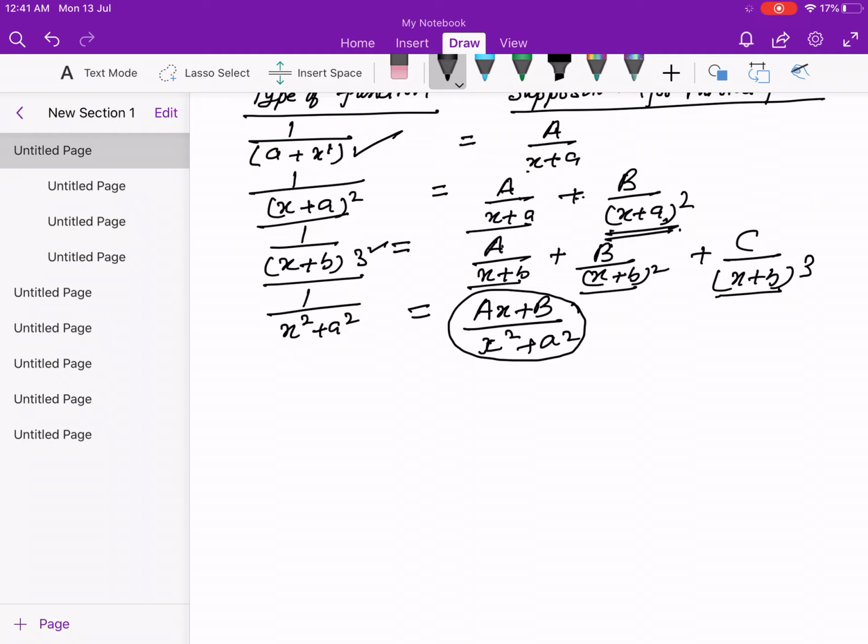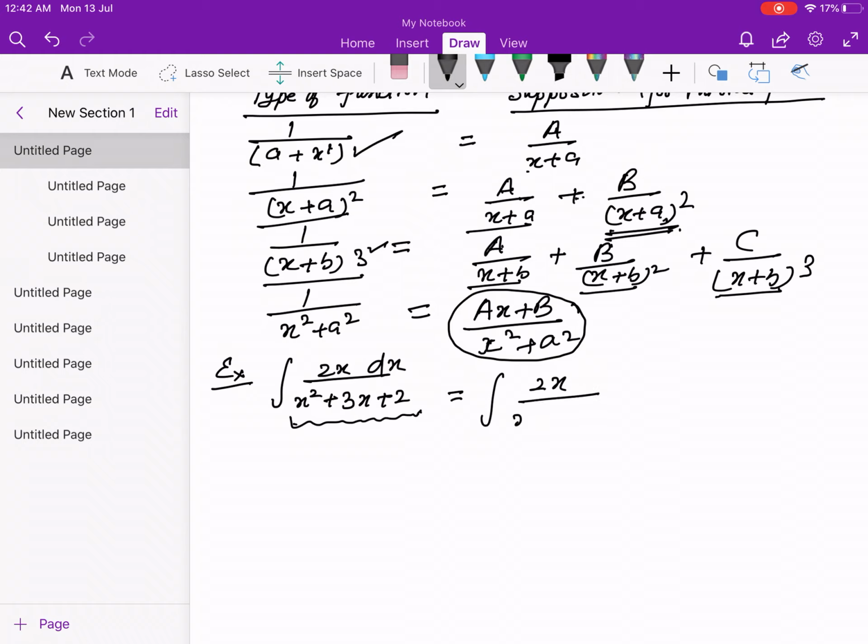Now we take an example on the basis of this. Evaluate the integral of 2x upon x square plus 3x plus 2 dx. This particular denominator should be in the form of factors. So this will have the factors x plus 1 into x plus 2. You can do it by splitting the middle term. This factorization is a must.